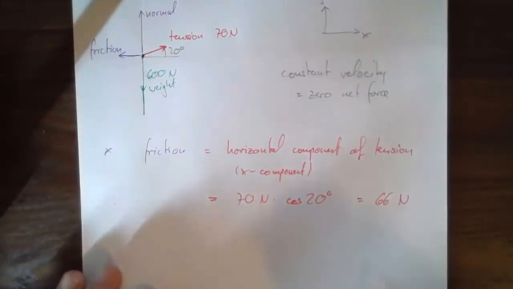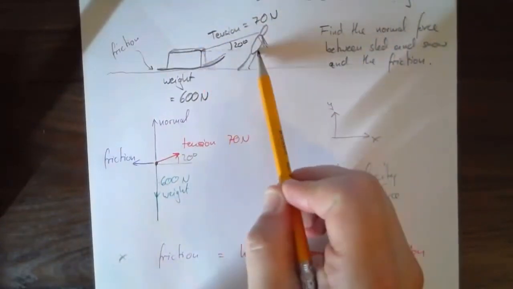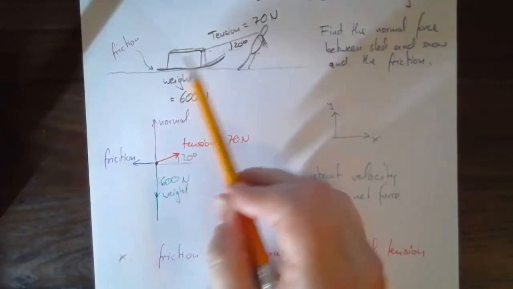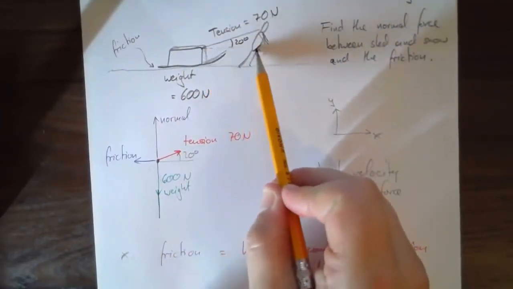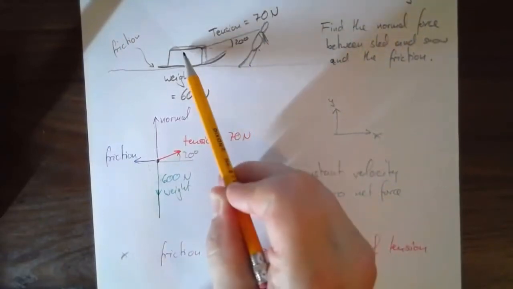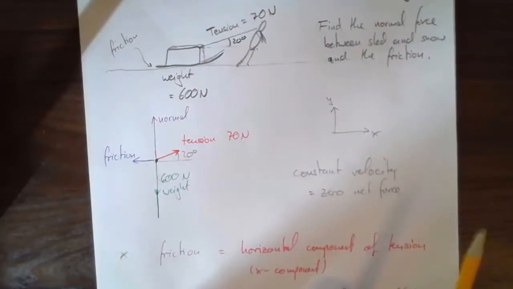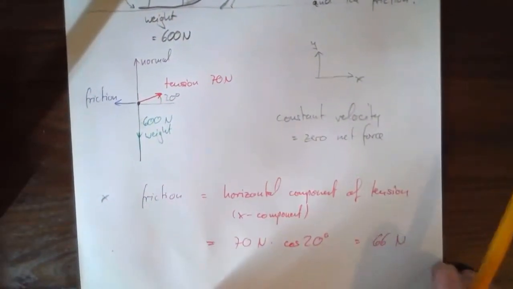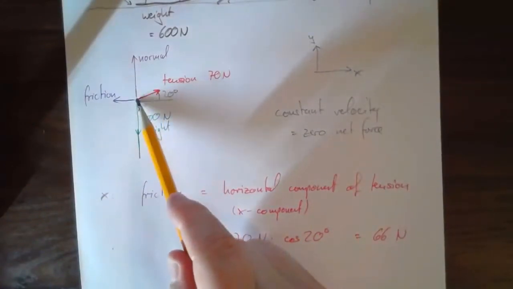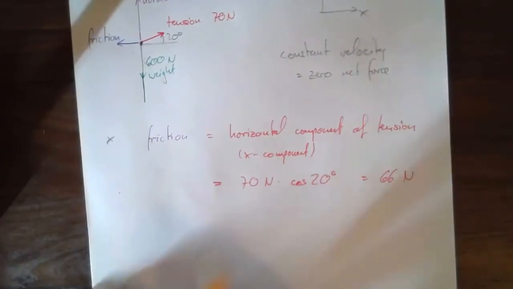The thought being, look, if I'm pulling this to the right, friction's pulling to the left. Since we're going at a constant velocity, that means I'm pulling to the right exactly as hard as friction is trying to drag the sled to the left, or trying to slow down the sled. So how far am I pulling to the right? Well, I need a horizontal component of the tension. Okay, so that's done. Very straightforward.